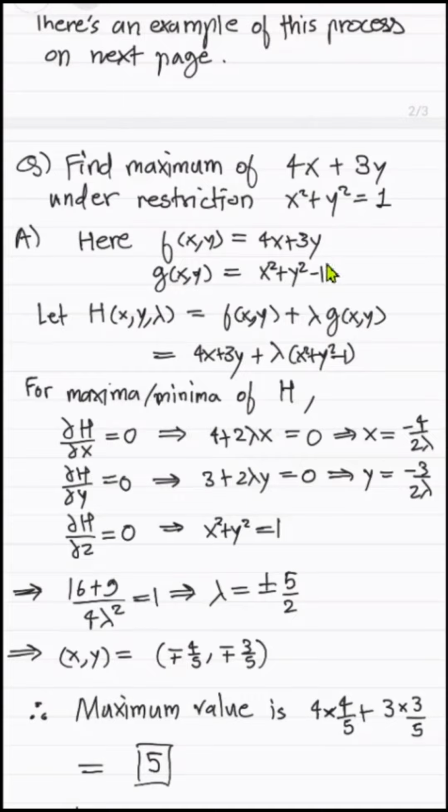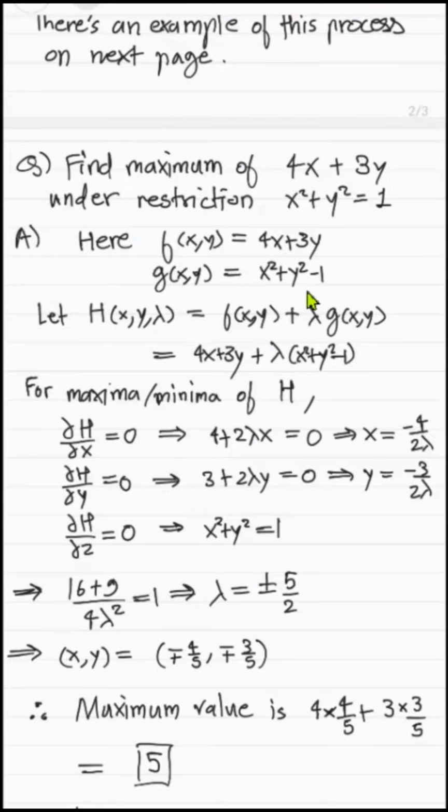But we can also do it using the Lagrange multiplier method. So here we'll just say that our small f, which is the function that you want to maximize or minimize, is 4x plus 3y. You have only a single restriction, which is that g of x and y equals x squared plus y squared minus 1, and that has to be equal to 0.